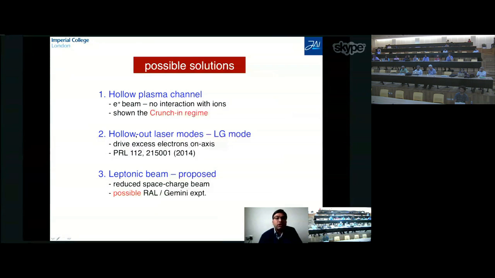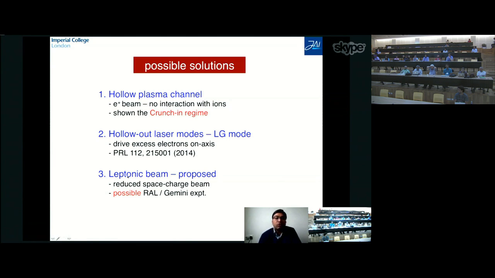The other possible solution is the hollowed out laser mode, the LG mode solution, and this has been proposed in this paper that I cite here in 2014. The basic idea here is that the laser pulse that is driving the plasma wave is essentially hollow in the center, and by using the modified ponderomotive force setup, you can drive excess electrons back onto the axis of the plasma wave, and by using these excess electrons as imparting the focusing force on the positron beam, then you can accelerate and transport the positron beam and achieve positron acceleration.